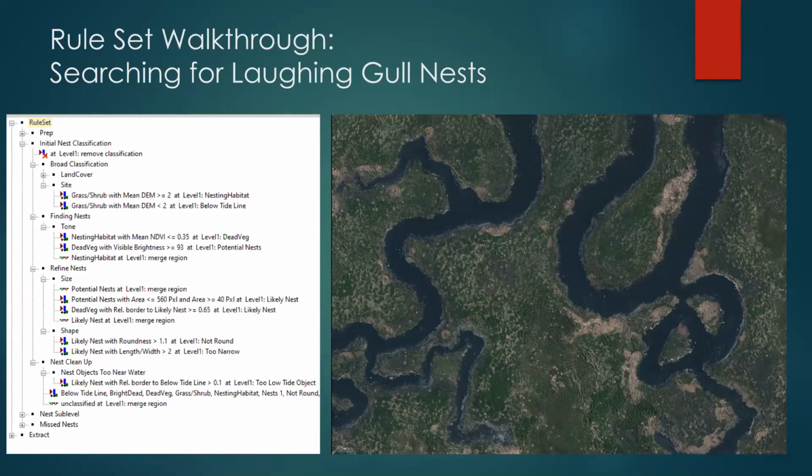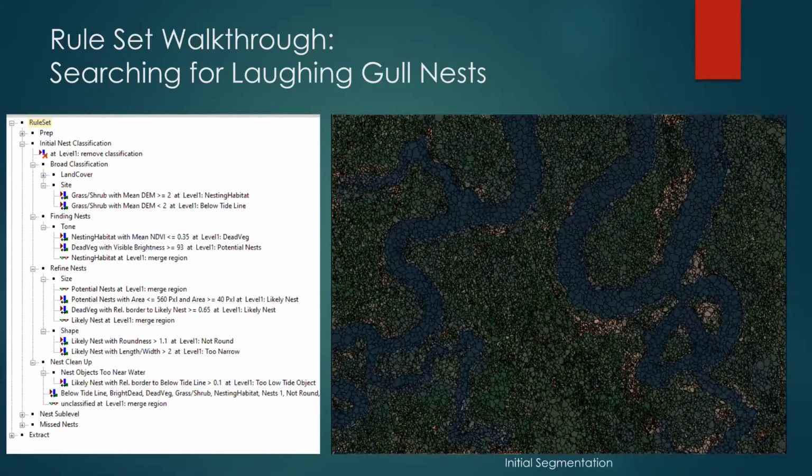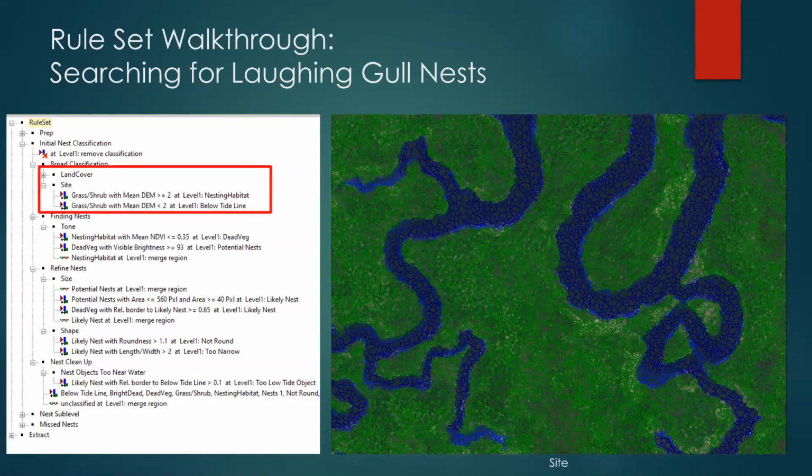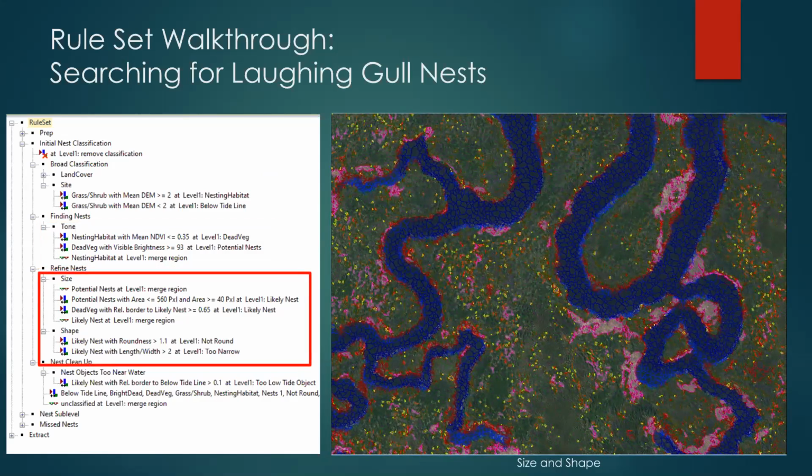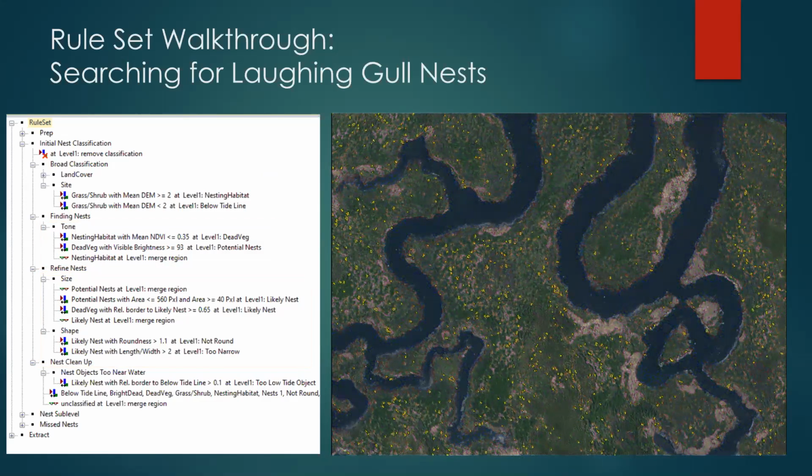So to give you an overview of what that looks like in action, the rule set's on the left and my imagery on the right. It starts out by segmenting the entire set of imagery down into image objects. Then it applies the site element, separating them by the initial mask and then looking for areas that are above the elevation threshold. Then it measures objects by their tone to determine what's an area of dead vegetation and what is not, shown here in pink. It measures them by their size and shape, and then it gives us a class of potential nest objects.